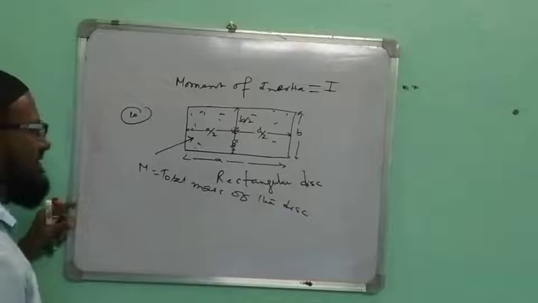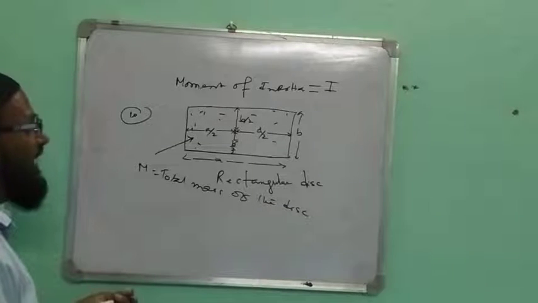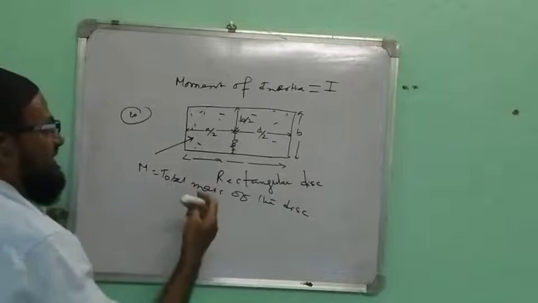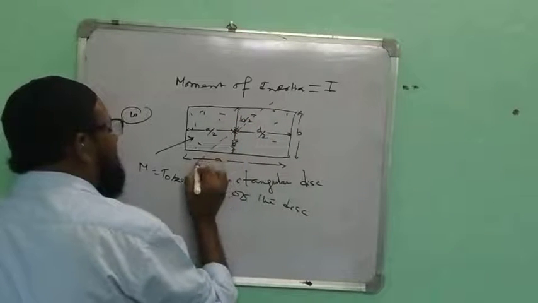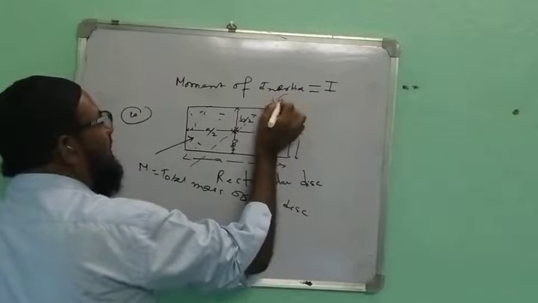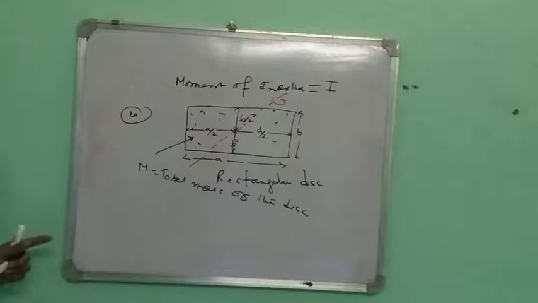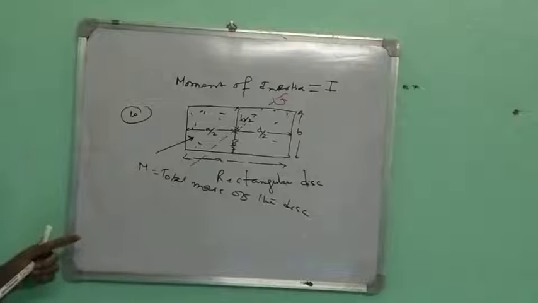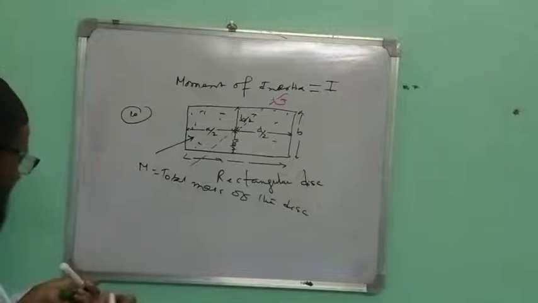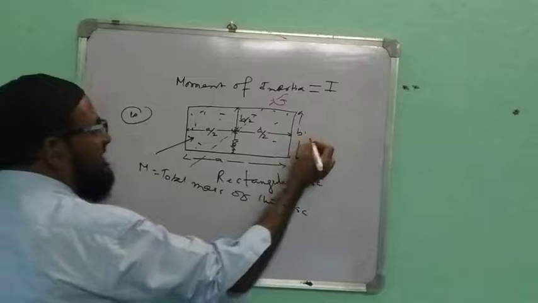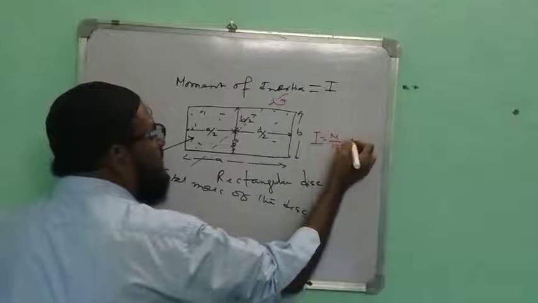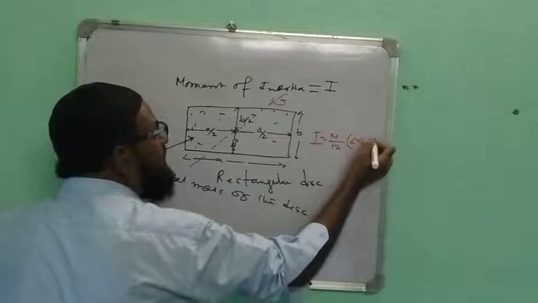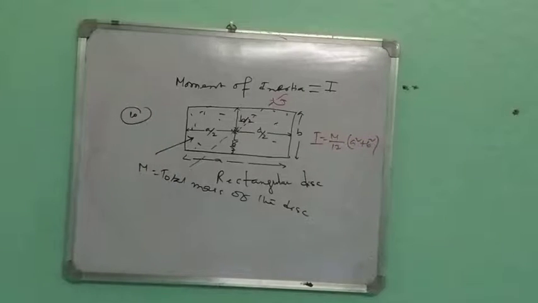Is it clear? Now I am drawing its axis. Suppose like this is the axis. It is in the vertical plane and the disk is in the horizontal plane. The disk is moving like this. In this case, what is I? I equal to M by 12 times (A square plus B square).